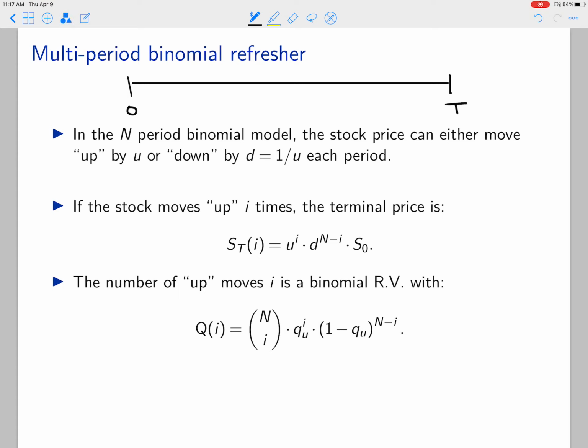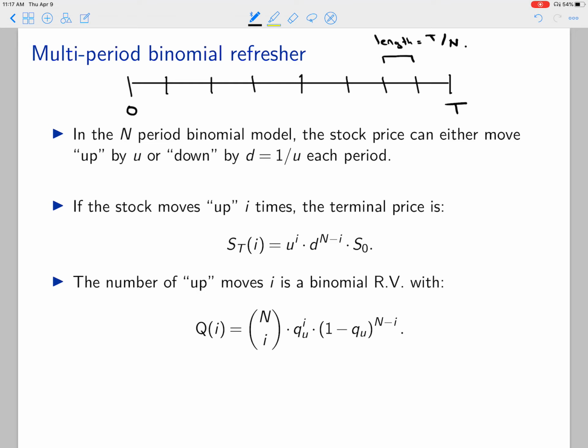Now, in the multi-period binomial model, we assume there were n periods between these dates, or n intermediate dates that occurred between the two. Each of these periods was of length equal to T over n.